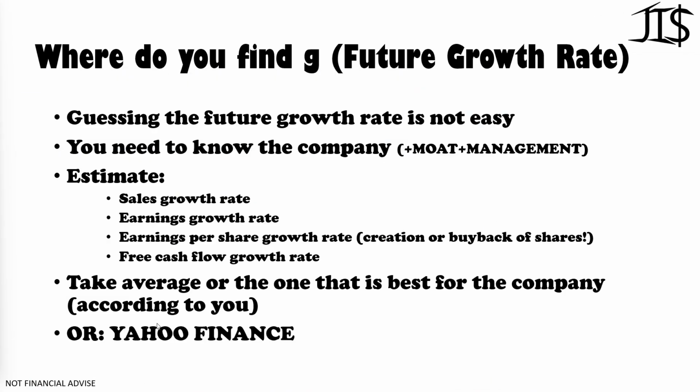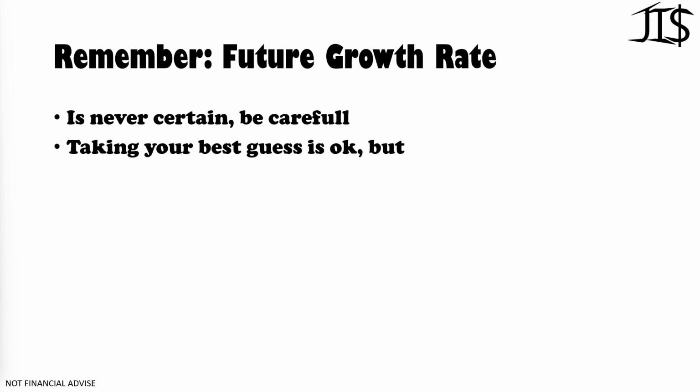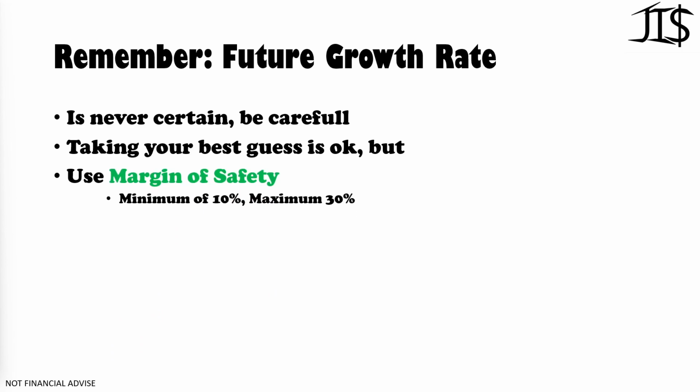So you can always go to Yahoo Finance and look at the number there, and you have to keep in the back of your head that the future growth rate that is written there is never certain, so be careful. Taking your best guess is okay, but you should use a margin of safety. A minimum of 10%, a maximum of 30%. I wouldn't go that high because a maximum of 30% is already reducing the future PE rate by a lot.